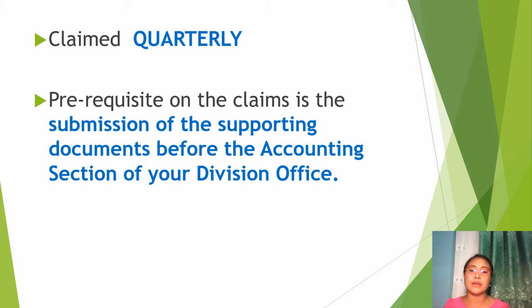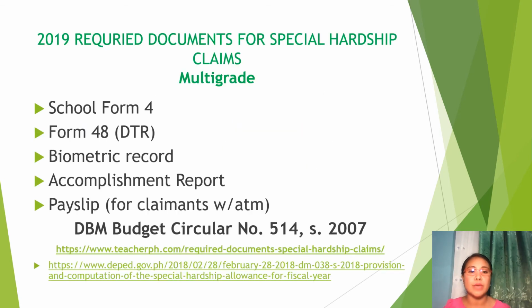Now, what are the prerequisites for you to have the special hardship allowance? Of course, you need to pass the supporting documents. And what are those supporting documents? We have the school form 4, the form 48, or what we call the DTR, or the daily time record, the biometric record, the accomplishment report, and the payslip. This special hardship allowance fund is given by the DBM Budget Circular number 514, series of 2007. So the budget is from the DBM Budget Circular number 514, series of 2007.